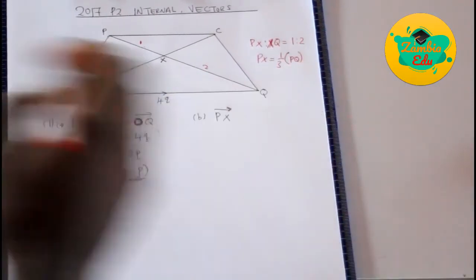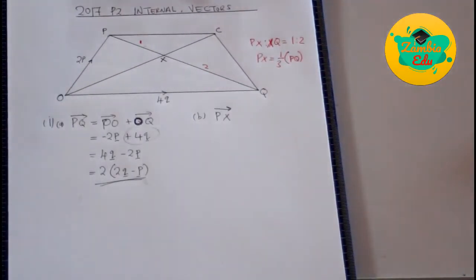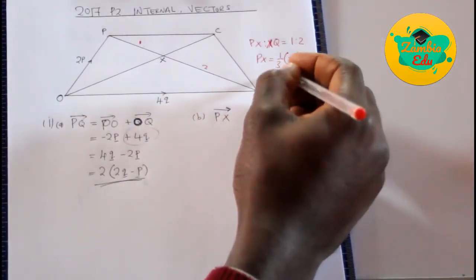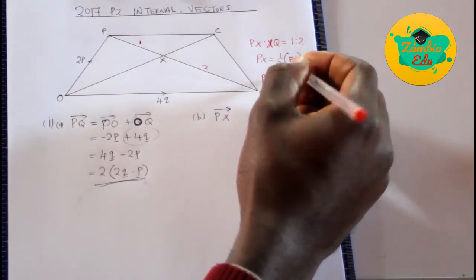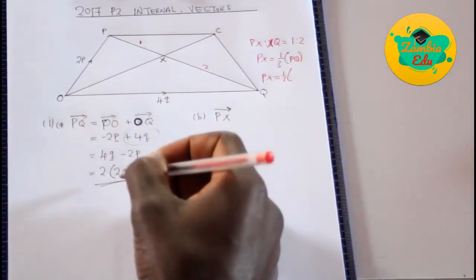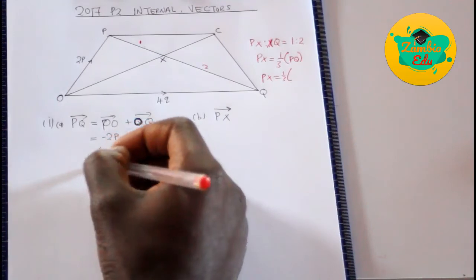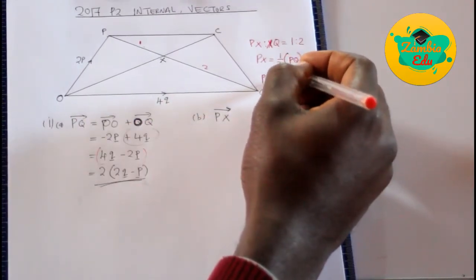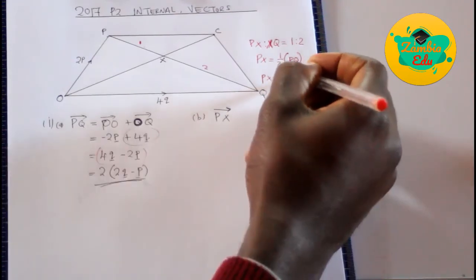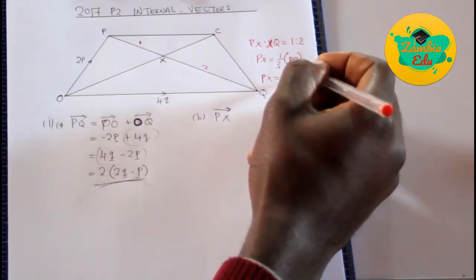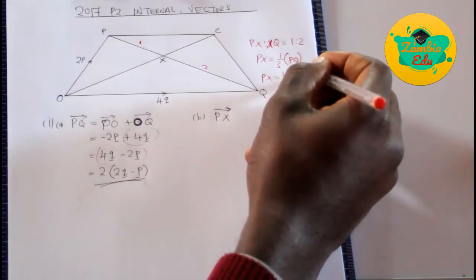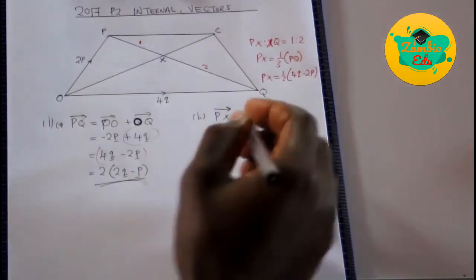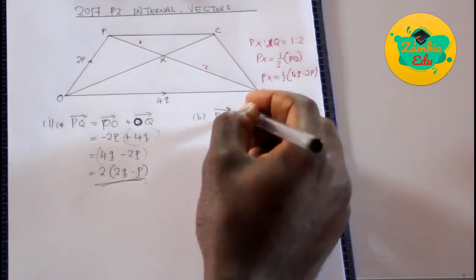That's what we have there. Now, if that's it, then our PX is going to be equal to 1 over 3, open brackets. Our PQ is what we are finding, but we pick it from there. So we say 4Q minus 2P. That's our PX. So literally we can pick it from there.